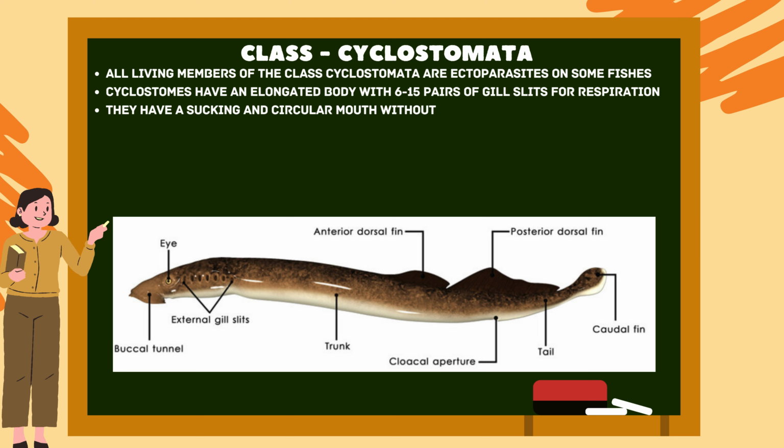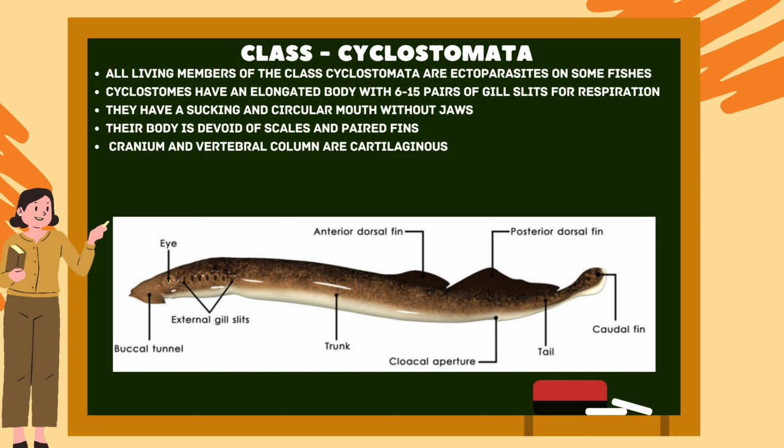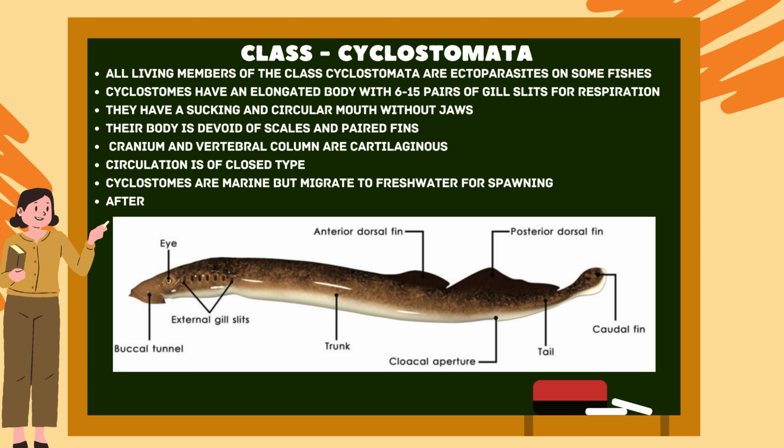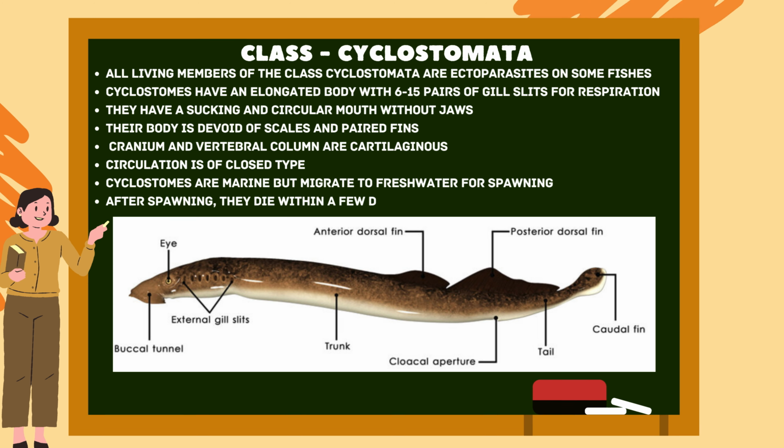They have a sucking and circular mouth without jaws. Their body is devoid of scales and paired fins. Cranium and vertebral column are cartilaginous. Circulation is of closed type. Cyclostomes are marine but migrate to freshwater for spawning. After spawning, they die within a few days.